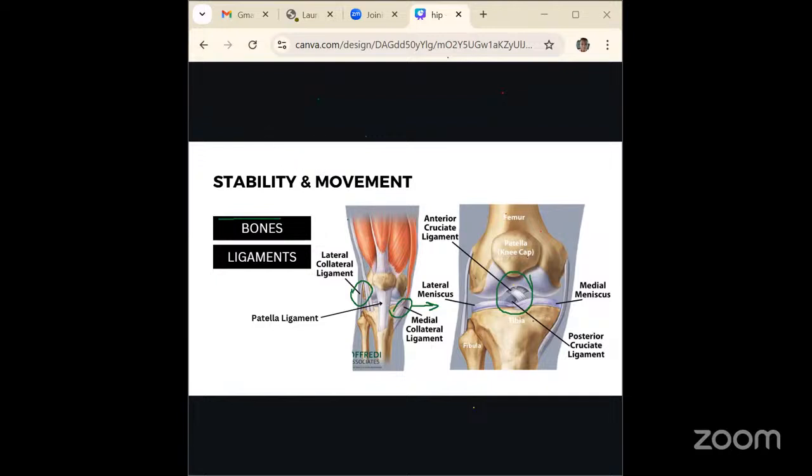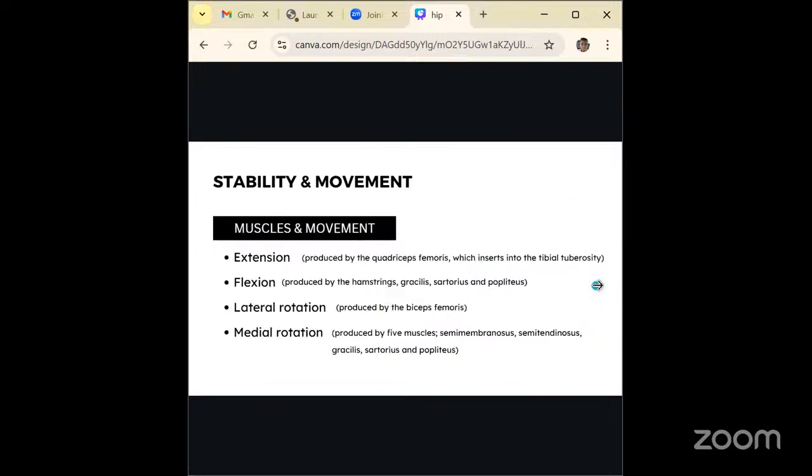As simple as that. Whenever you are describing something in anatomy, the one that is closer to the midpoint of the body is medial, while the one that is farther away is lateral. As simple as that. I'm sure all of us understand it up to this point. And then we have the muscles.